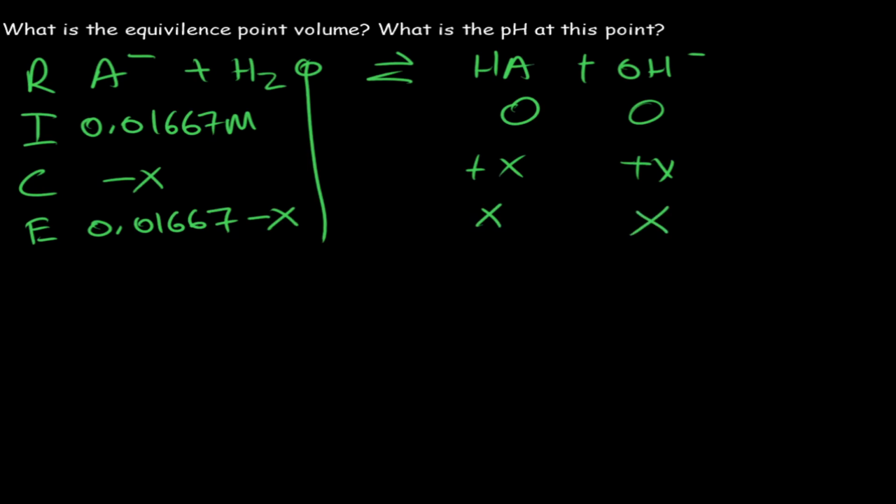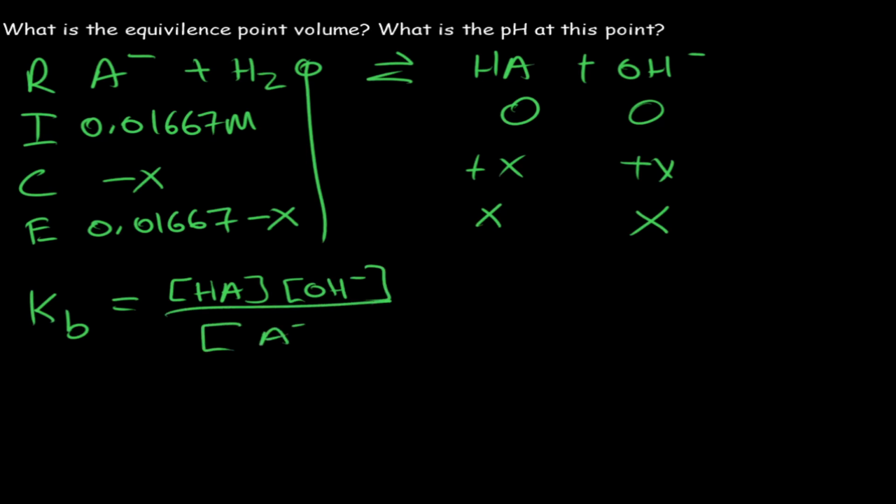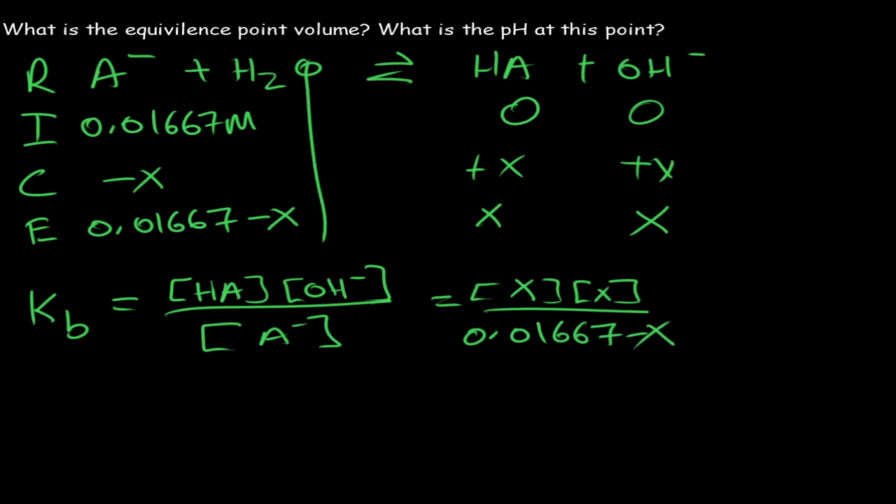So the next thing we have to do is figure out the pH of our weak base. To figure that out, we need our Kb expression, since we're working with a weak base. And so our Kb expression is HA, which is the products, multiplied by OH minus, divided by the reactants, which is just A minus. So we said this would be X multiplied by X all over 0.01667 minus X, and we said that's equal to our Kb.